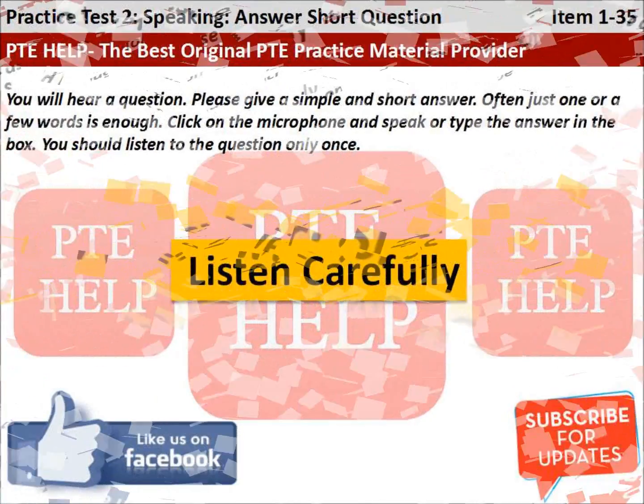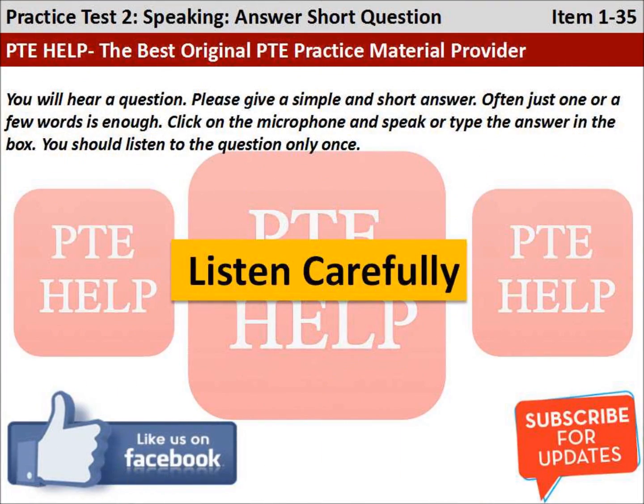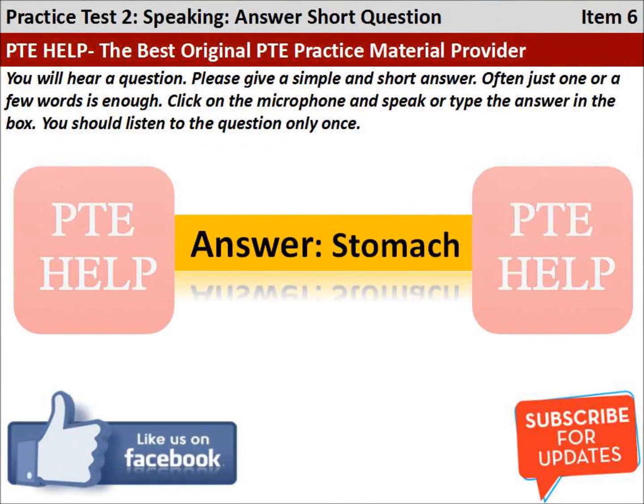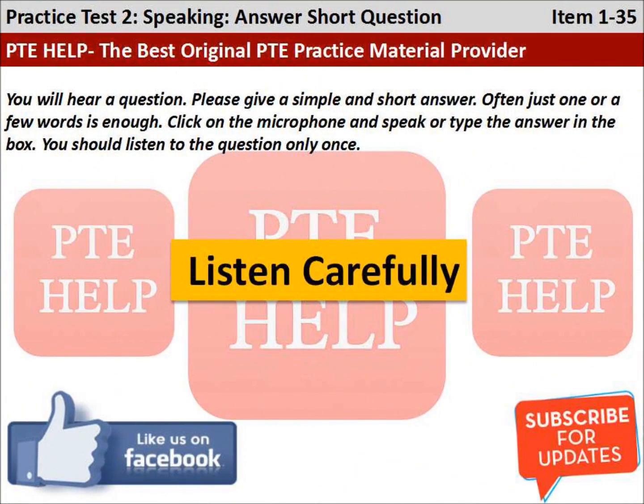PTE Help, Question 6. Which part of the digestive system is essential for churning food? PTE Help, Question 7. What's the antonym of predecessors?